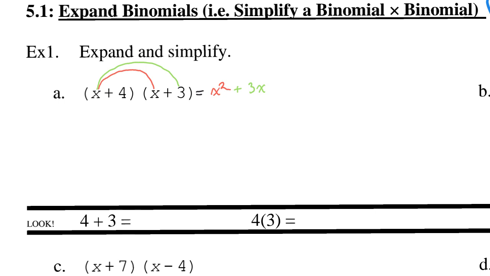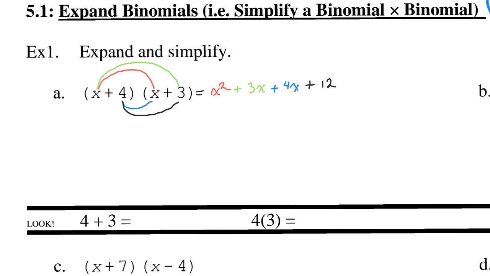Now we're going to do the same thing for the second term in the first bracket. 4 times x gives us 4x, but because both are positive, the overall is positive. Now we do the same thing again for 4 times 3. So 4 times 3 is 12. And then basically, because both are positive, it's overall positive.